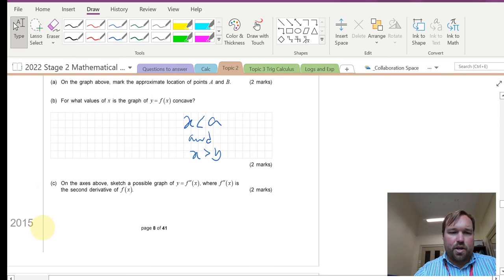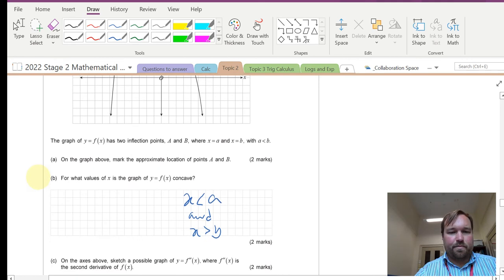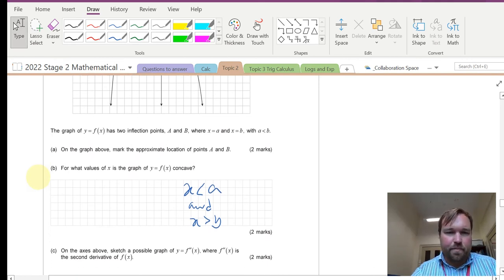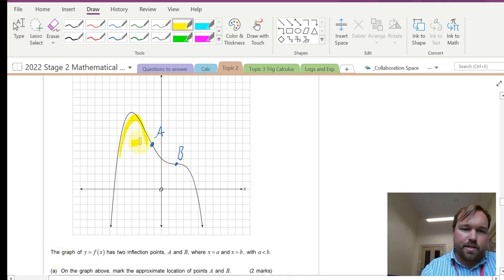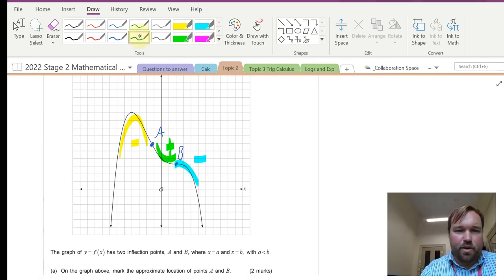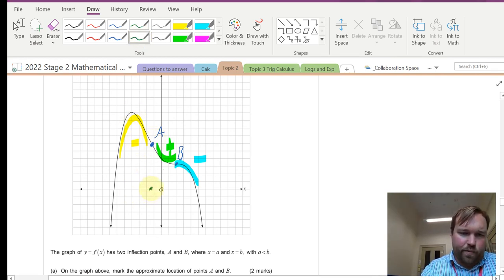On the axes, sketch a possible graph of the second derivative. Alright, so there are different options here, but basically this means it's negative, positive, negative. So the second derivative must go in the negatives until this point here, in the positives until this point here, and then back into the negatives. And what we could be looking at is something like this. Except I actually need to hit the point, but you know what I mean.